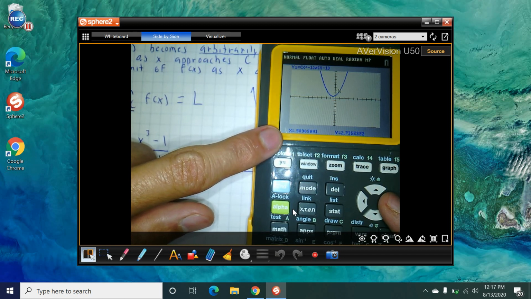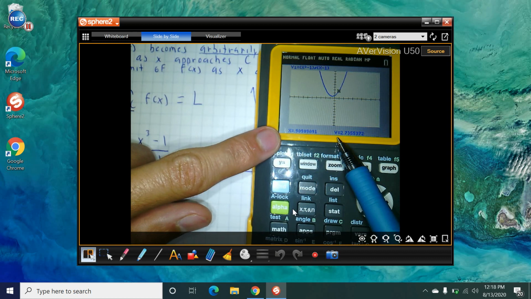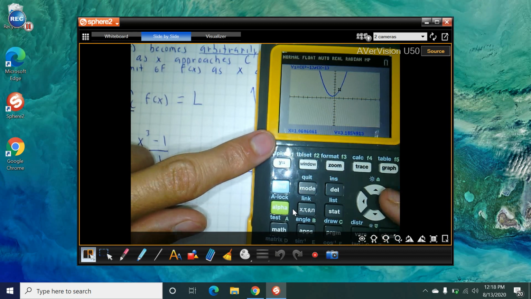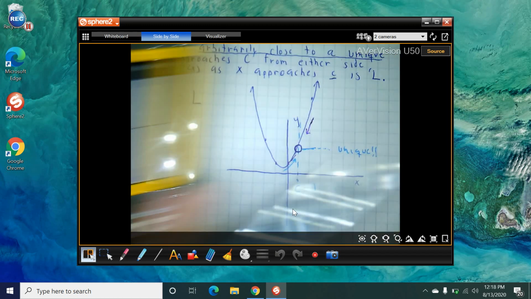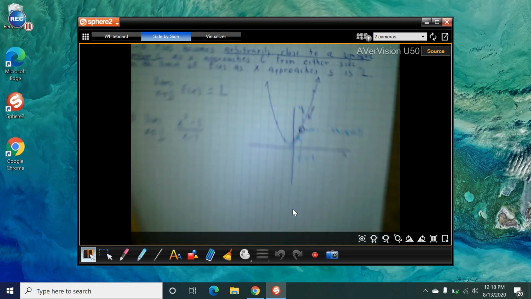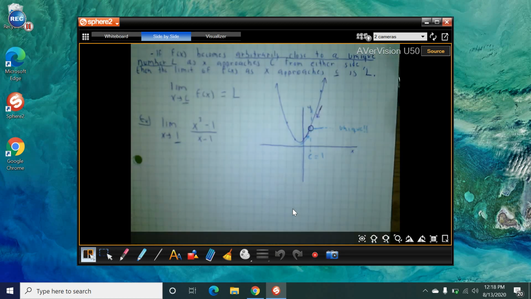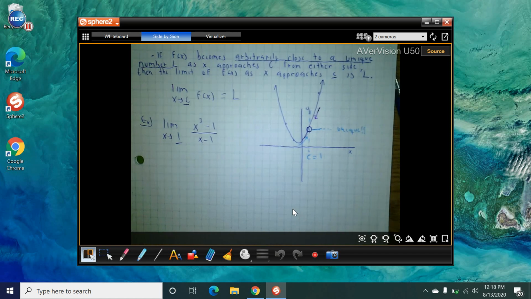So, 0.99. Okay, notice how it jumped from 0.9 to 1.06, but notice it jumped from 2.73 to 3.18. So my guess here is that we're approaching 3. I'm going to go ahead and say that the limit as x approaches 1 of (x^3 - 1) over (x - 1) is going to equal 3.